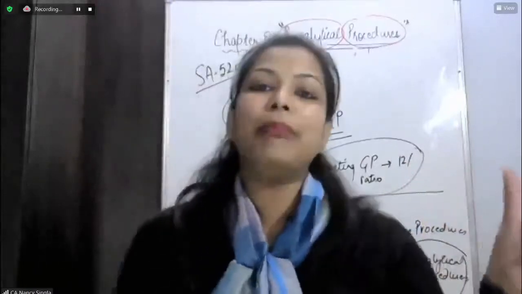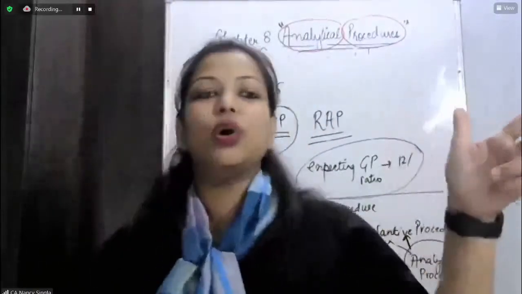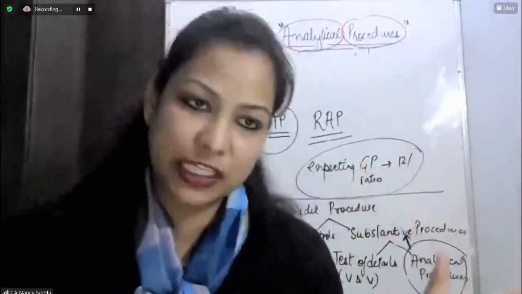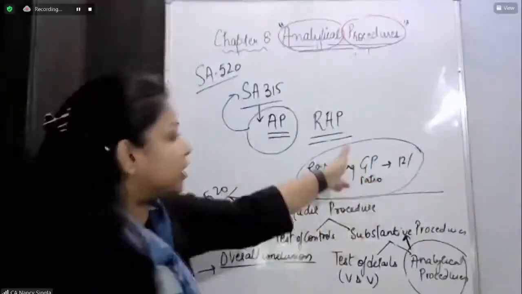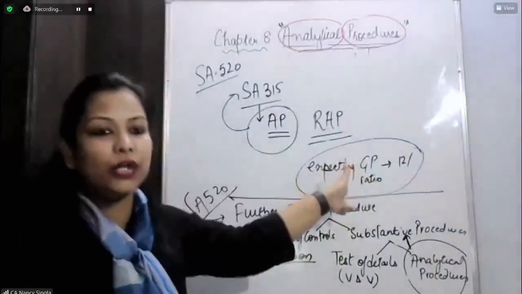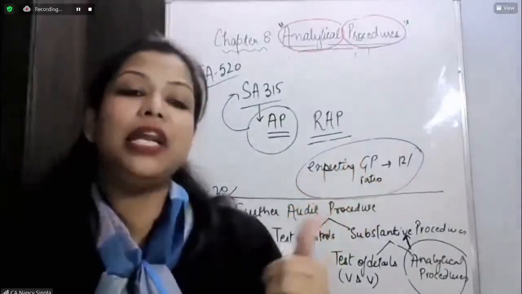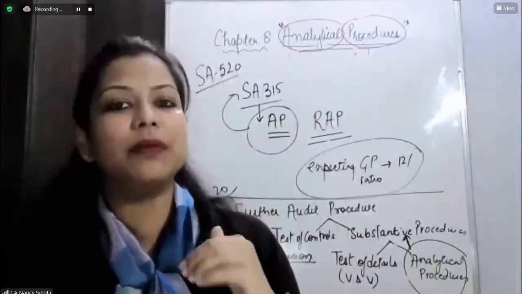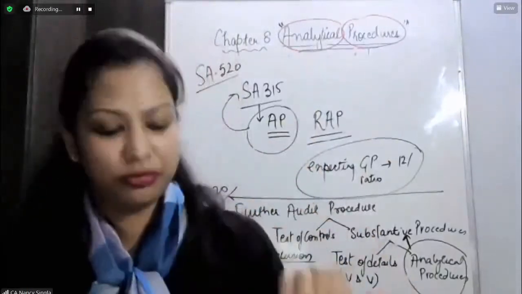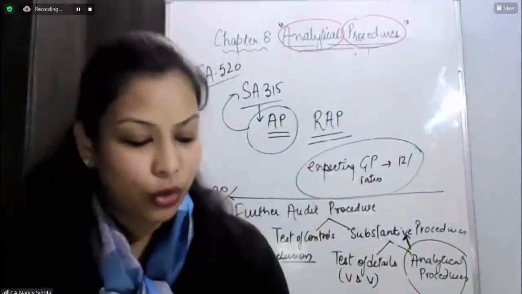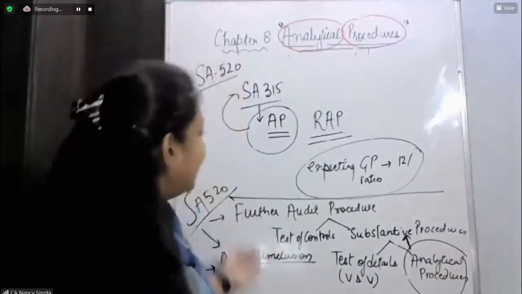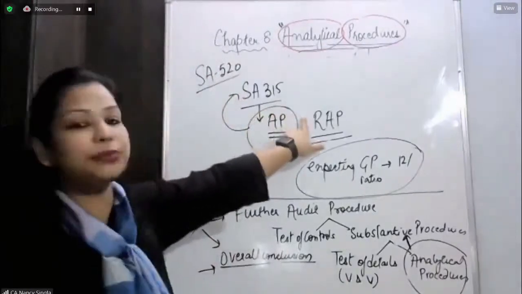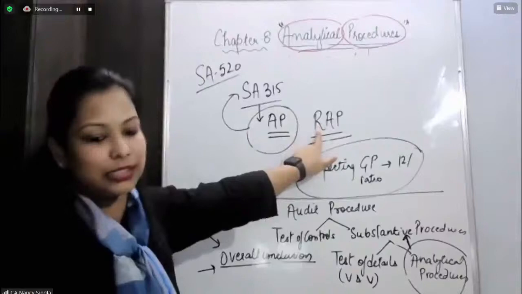So we saw comparison with the previous year, with the industry, or with the forecast or budgets given by management, or with the auditor's expectation. Now, what is the auditor's expectation? Try to link this. Then we did what relationships are. Relationships are among the various elements of financial statements or among financial and non-financial data. Then what we did is this, that this is covered by SA 315 because here analytical procedure is being performed as risk assessment procedures.